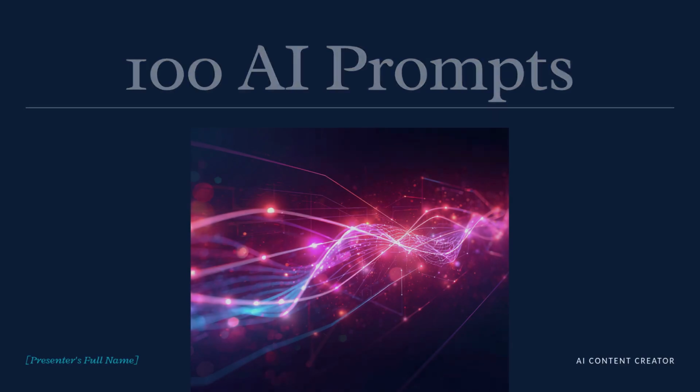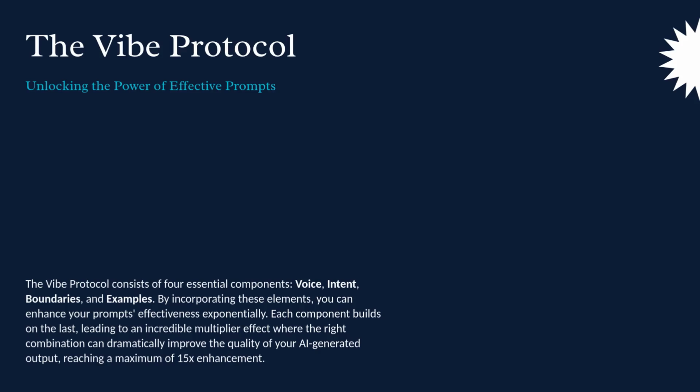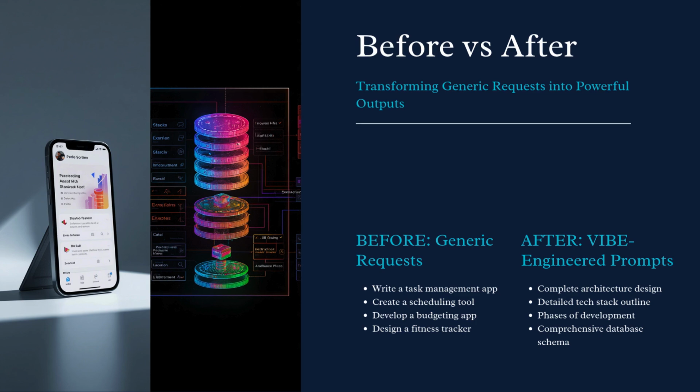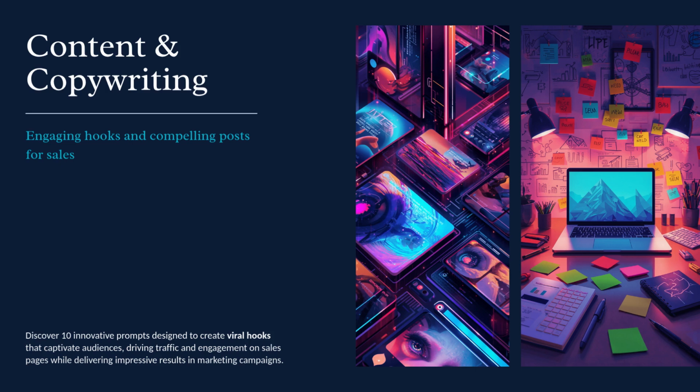Here is the multiplier effect when you combine them. V alone, 2 times better output than a single sentence prompt. V plus I, 4 times better. V plus I plus B, 8 times better. V plus I plus B plus E, up to 15 times better output. Not 15% better, 15 times. Every prompt in this video uses all 4 components.